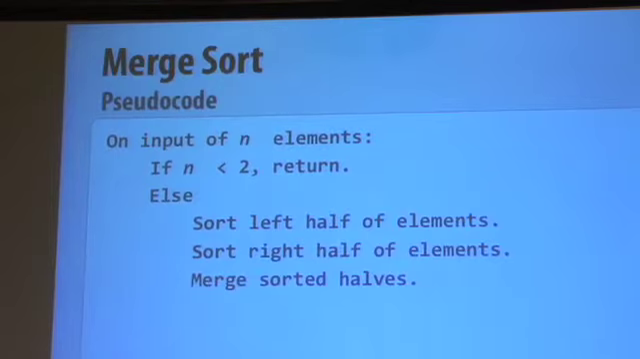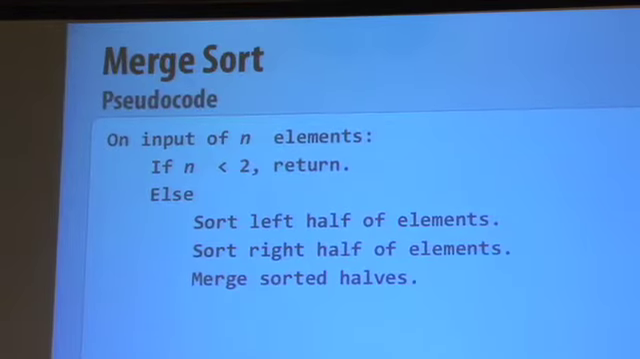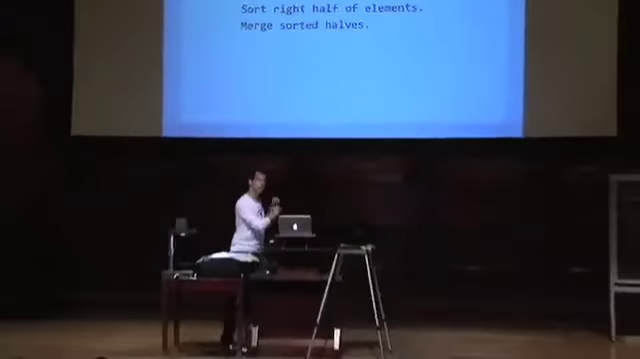So else, if you do have enough elements to actually do interesting work on, what should you do? Sort the left half of elements, sort the right half of elements, then merge the sorted halves. Well, what does this mean exactly? If I have a list of 8 numbers, and I take the 4 numbers on the left and the 4 numbers on the right, how do I go about sorting the left half of those elements? What would you do?